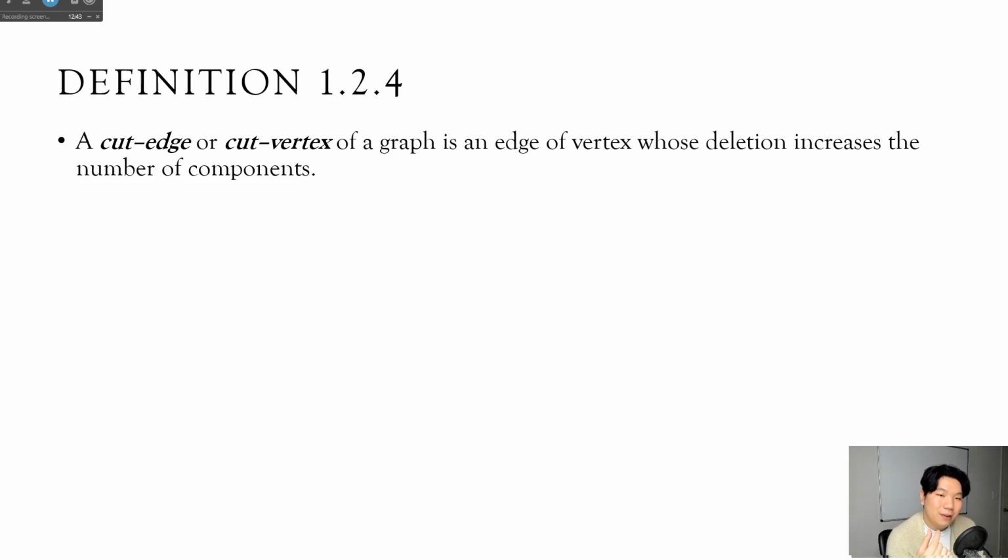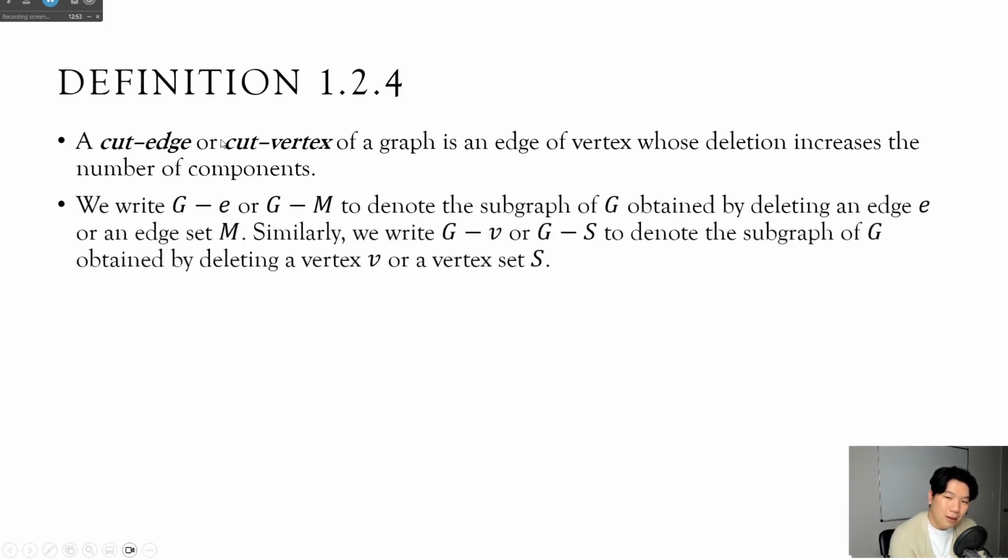Same definition for cut vertex. If I delete this cut vertex, then I am no longer connected. And some other notation, if I want to write G minus E or G minus M, where M is an edge set, then this refers to the subgraph of G obtained by deleting that edge or that edge set M. In other words, whenever I write this notation, I draw the same graph, but I do not draw that edge E or that set of edges.